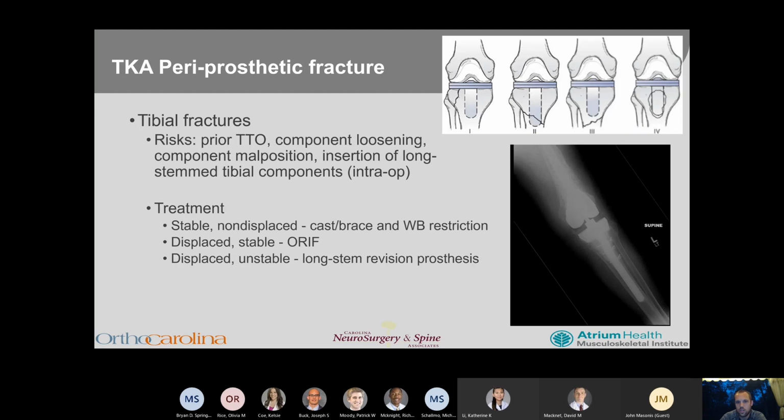Around the tibia, again, you can see the classification system there. Again, not very highly tested. A couple risk factors are a prior TTO, like what we saw in the revision slide a few slides ago, component loosening, malposition, or intra-op fracture due to long-stemmed implants impinging at the tip of the stem. Typically, you're going to be fixing these if at all possible. Again, you can see they're non-displaced, possibly weight-bearing restrictions and a cast or a brace, but typically these are just going to be fixed. And if they're unstable, you're going to incorporate a long stem revision prosthesis.